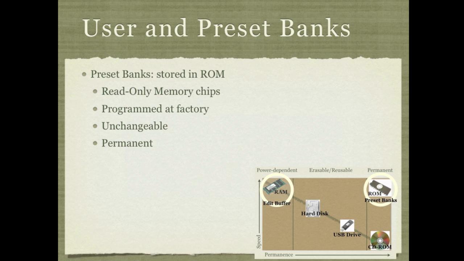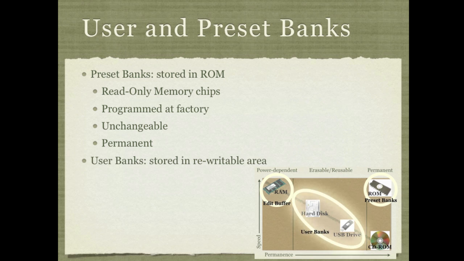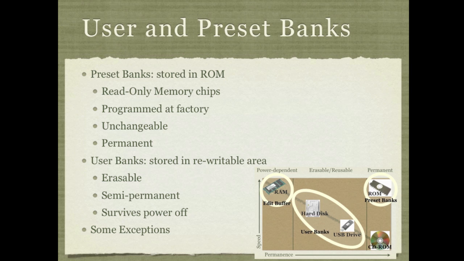All these devices nearly always have user banks. Those are areas where you can store your own patches. The user area is always erasable, and it's semi-permanent in that it'll survive a power off, but you can always change it if you want to. And of course, there are some exceptions to all of these. As technology changes and different hardware for storing information comes out, manufacturers have begun using something similar to an SSD or flash memory for all of this so that it all becomes invulnerable to power outages.